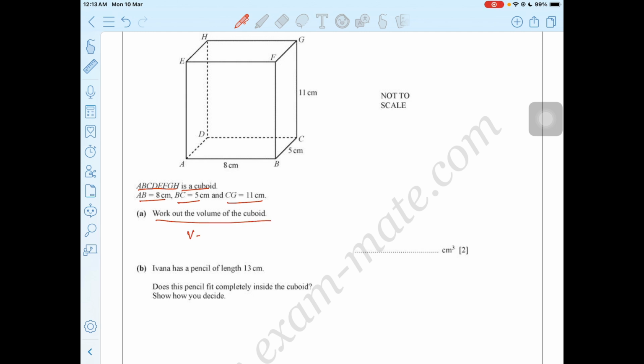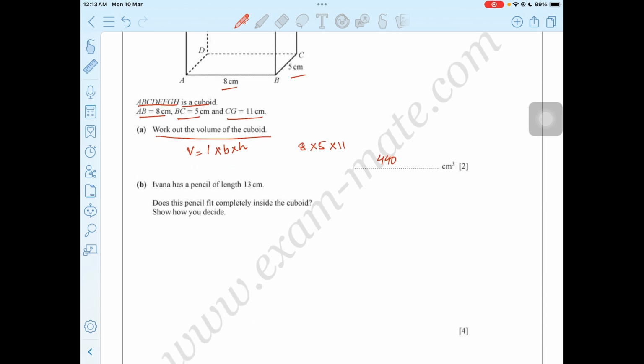So volume is basically length times breadth times height, which is 8, 5 and 11. So we multiply 8, 5 and 11, we get our answer as 440. Now Ivana has a pencil of length 13 centimeters. Does this pencil fit completely inside the cuboid?